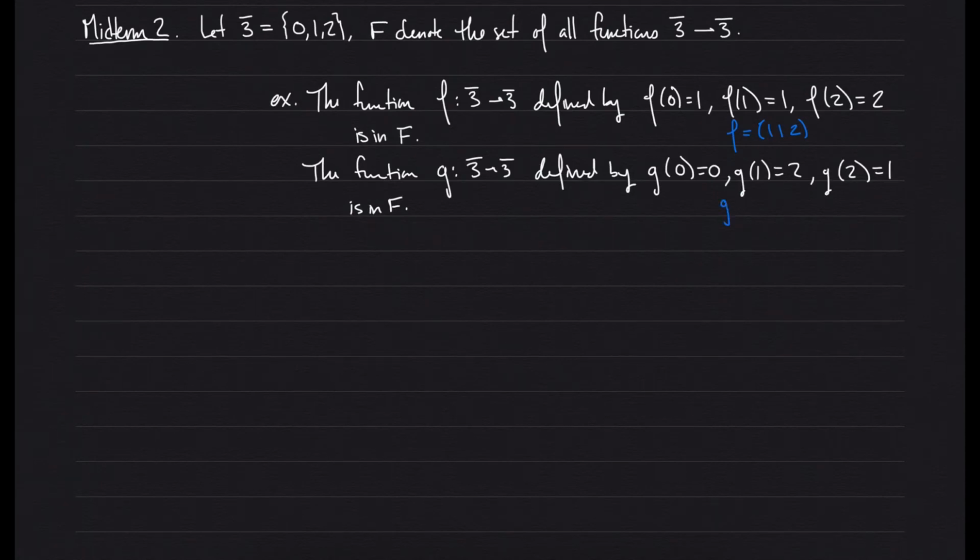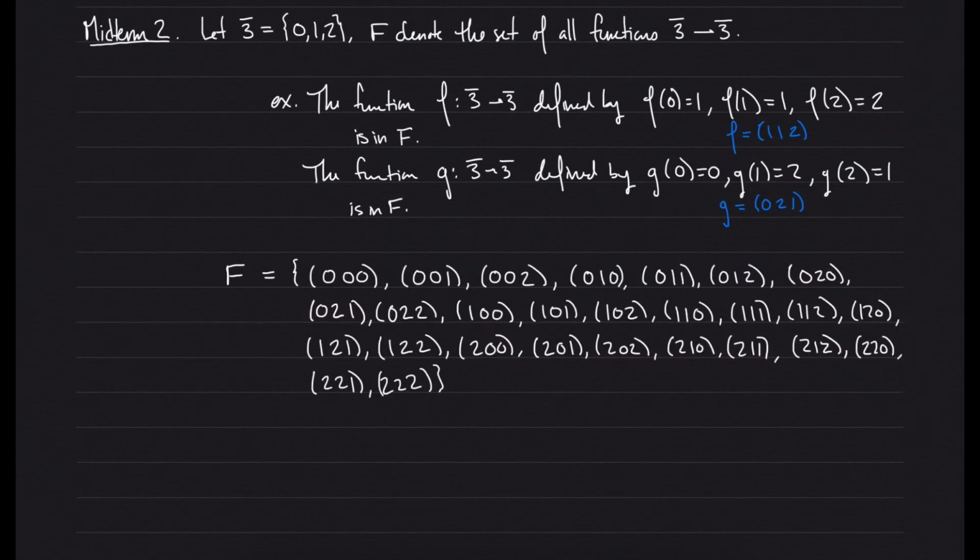So g now, with our new notation, could be described by this symbol 0, 2, 1, right? Because we want to send 0 to 0, 1 to 2, and 2 to 1. Okay, so any function from 3 to 3 we can notate in this way, which is not totally standard, but I think pretty reasonable. So now we can go ahead and write down all of the elements of F. Okay, so now we have written down here all of the possible functions from 3 to 3 in our new notation. Now we just have to understand what the equivalence classes are.